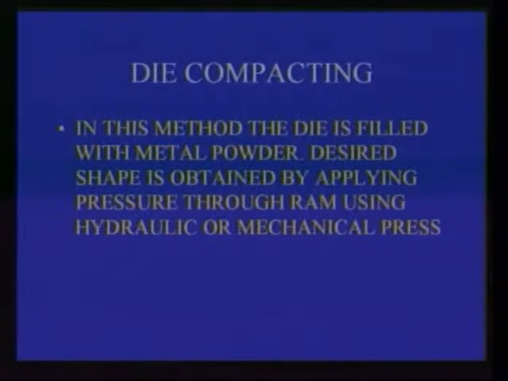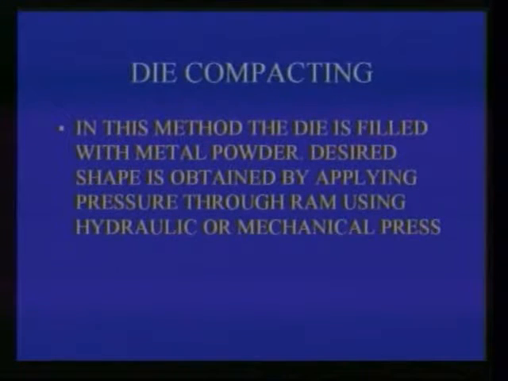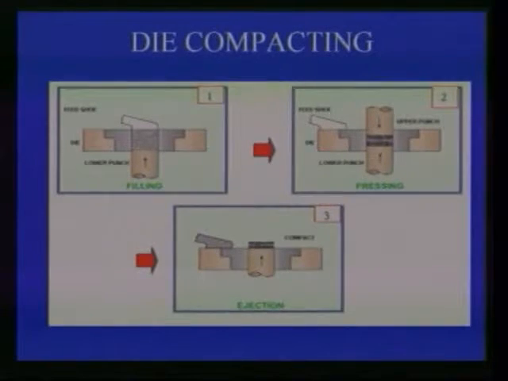Die compacting. In the die compacting method, the die is filled with metal powder. The desired shape is obtained by applying pressure through a ram using a hydraulic or mechanical press. You see diagrammatically how die compacting takes place. In the first step, the die is filled with the metal powder. That stage is called filling.